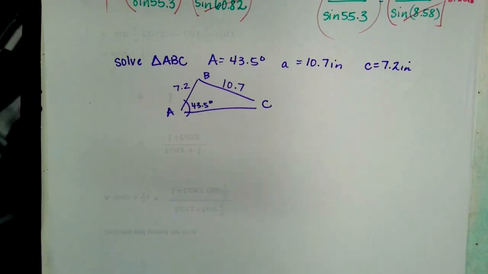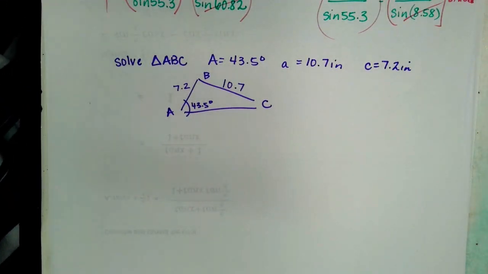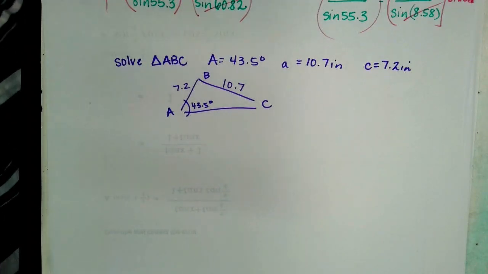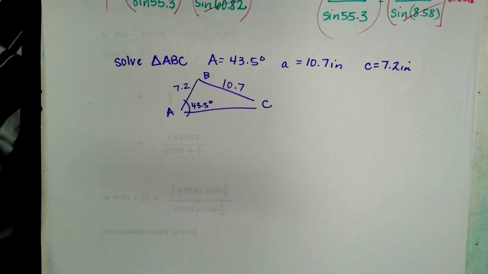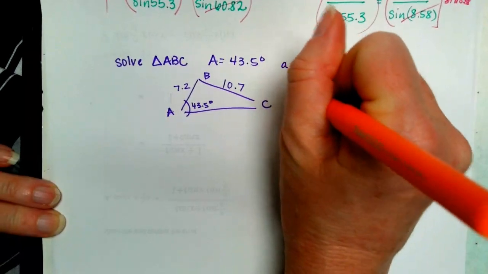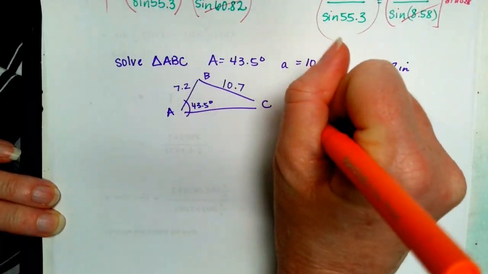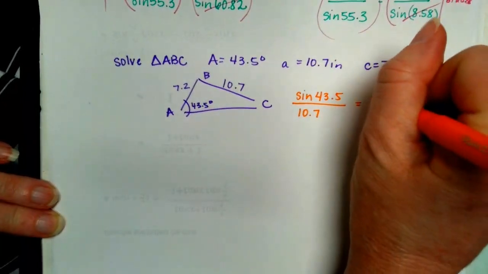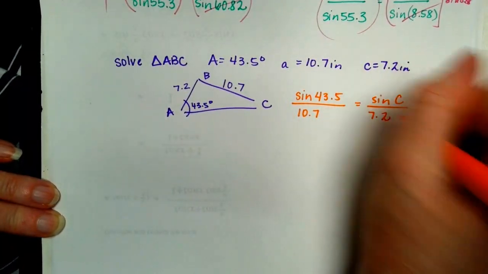All right, so when they say solve, I've got to find all the missing pieces. So I have a completed ratio. I have the A's. I have angle A and side A. So I'm going to use that. And the other piece I have is side C. So the first thing I'm going to solve for is angle C. So since I'm solving for angles, I put angles on top. So sine 43.5 over 10.7 equals sine of C, because that's the angle I'm looking for, of 7.2.